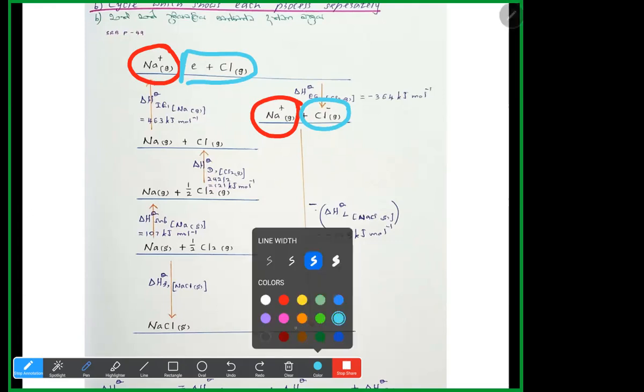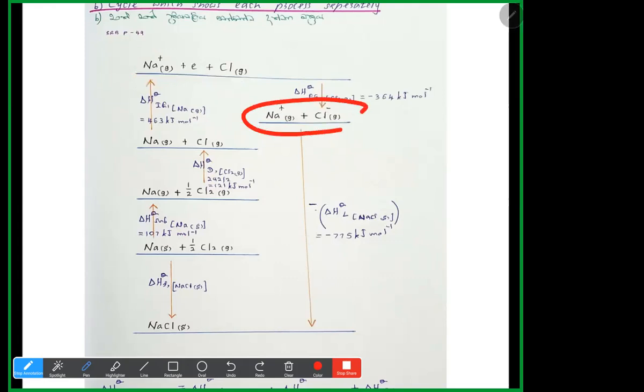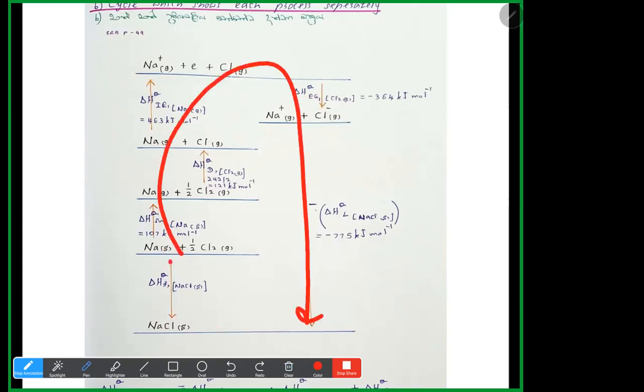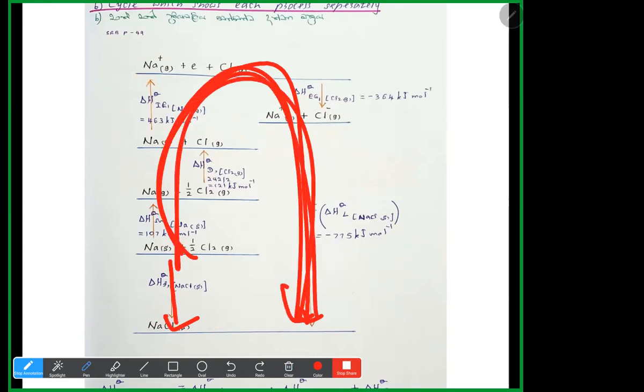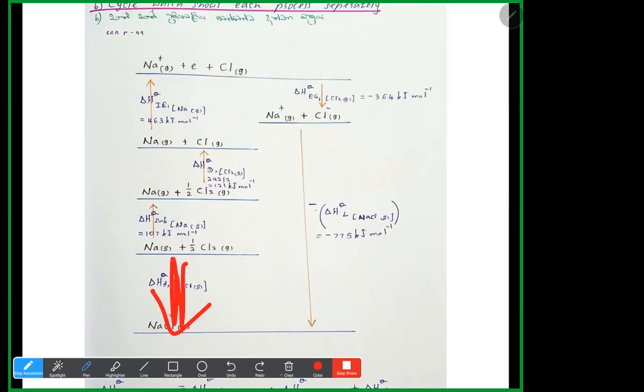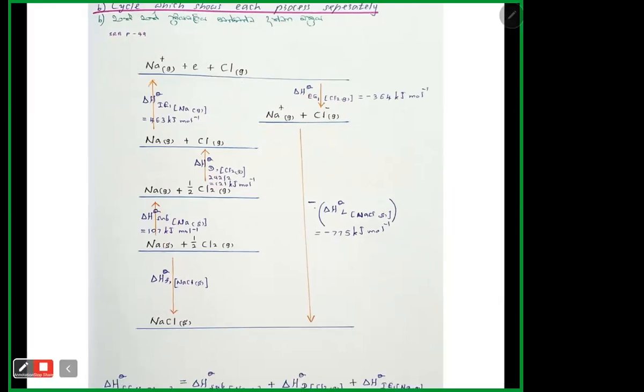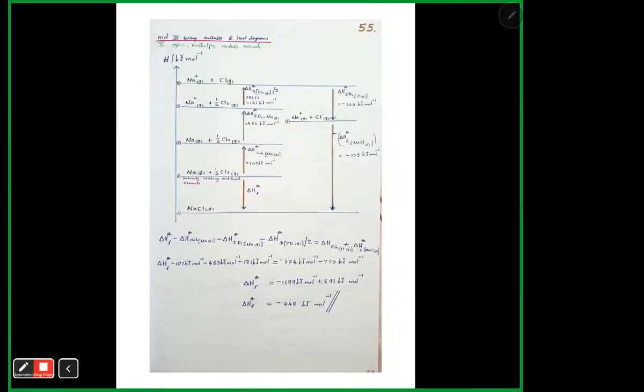Then from these sodium plus and Cl minus, we are making this. Before that, we know this is negative, so we can write this NaCl solid in the negative direction. Again, one path and the second path. All these together, one path. And this is the second path. Equalize them and get the answer.